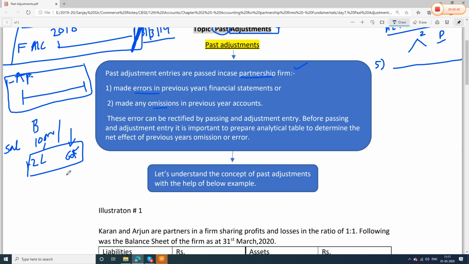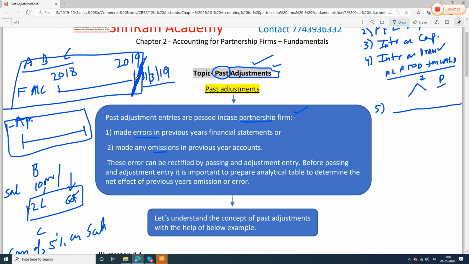For example, C is a partner. He was supposed to get a commission of 5% on sales. Okay guys, so he was eligible to get commission of 5% on sales. But what happened, when they prepared accounts of the previous year, they forgot to give commission to C. So when they forgot to give commission to C, what has happened? Their accounts are wrong. Last year accounts are wrong.